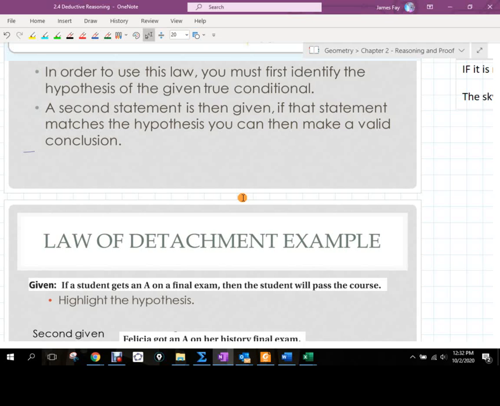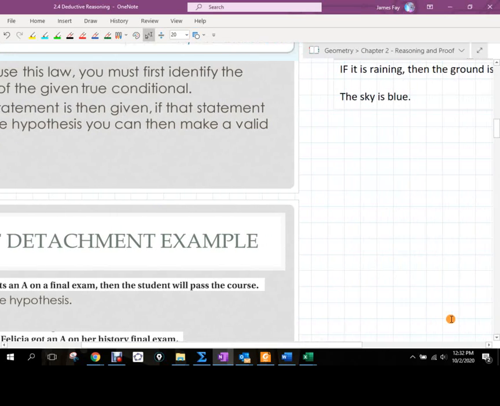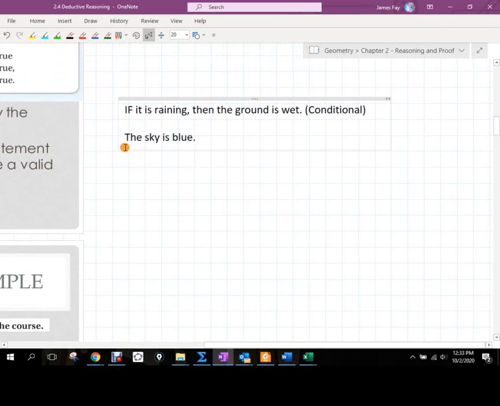It says, in order to use this law, you must first identify the hypothesis of the given true conditional. A second statement is then given. If that statement matches the hypothesis, you can make a valid conclusion. Okay. I don't know if this is the way it's supposed to be written, or why it's named this way.